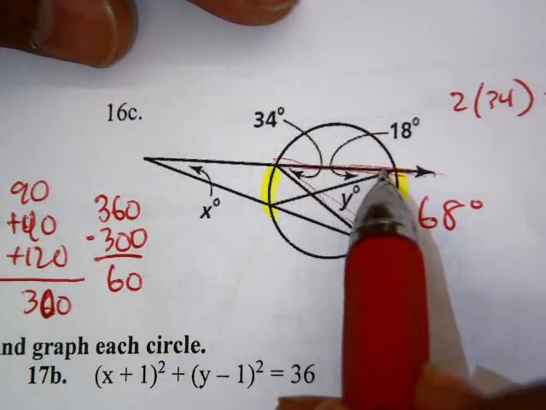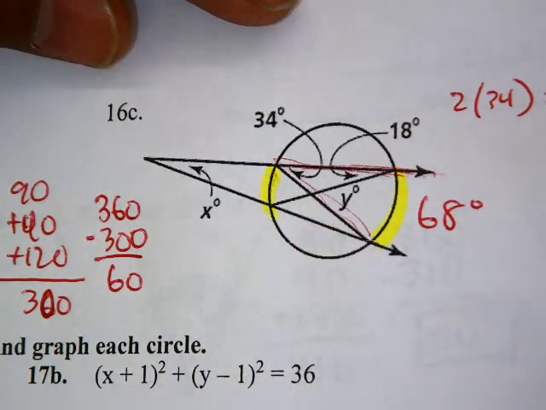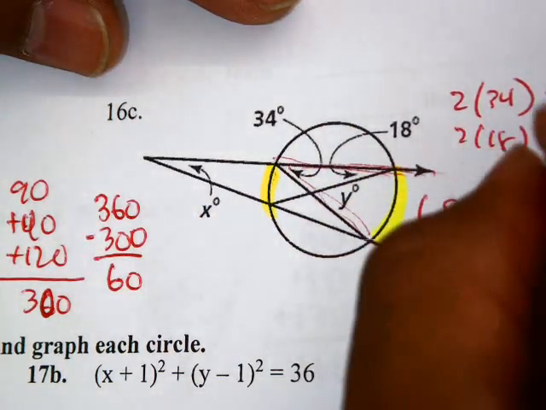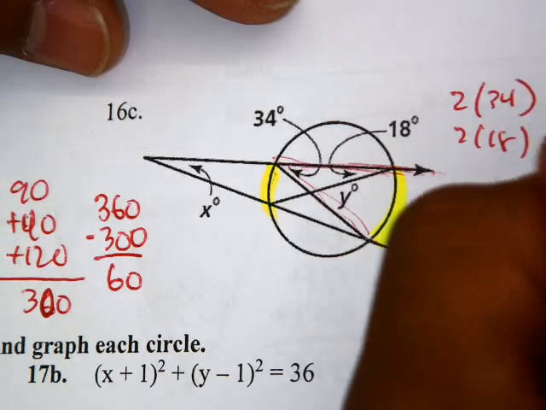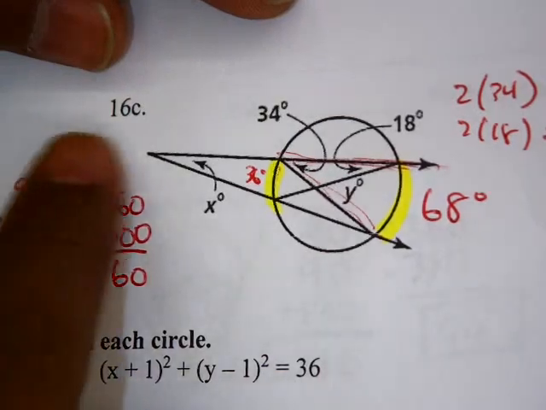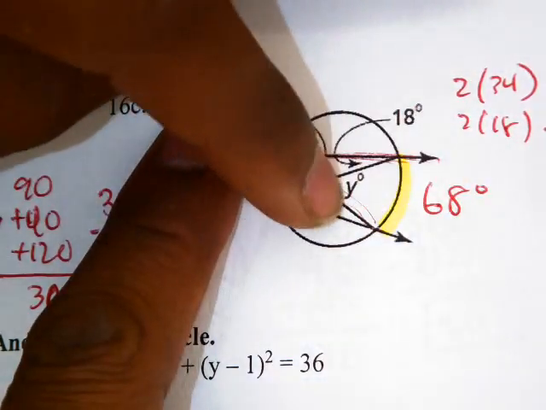Same reasoning here. This angle is 18. This arc is twice that. So 2 times 18 is 36. So once we have those arcs, we can say, okay, this is inside for Y.